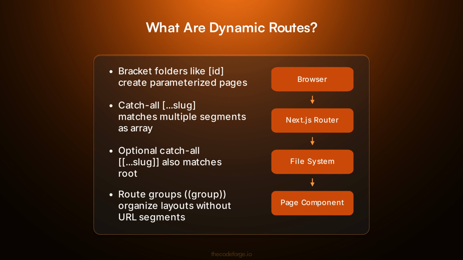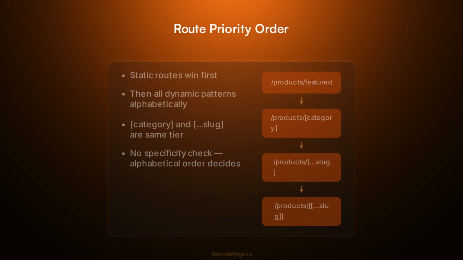[id] matches a single segment, [...slug] matches one or more, and [[...slug]] also matches the root route. Route groups like (marketing) let you organize layouts without adding to the URL. The key is understanding how the router resolves conflicts, which is deterministic, not by specificity.